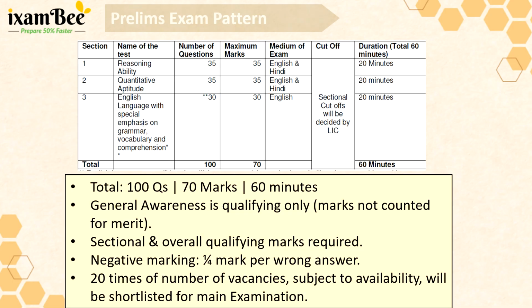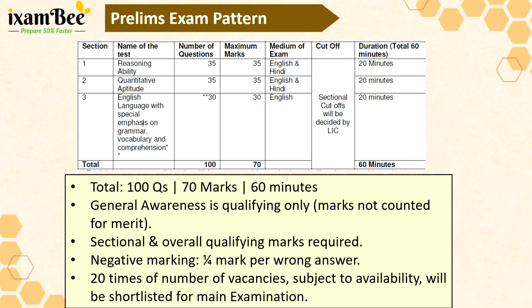Talking about the prelims exam pattern, there are basically 3 sections: the reasoning, the quant, and English. Total number of questions are 100 and the total marks is 70. The time is 60 minutes. There would be a negative marking per question, and sectional and overall qualifying marks are required.